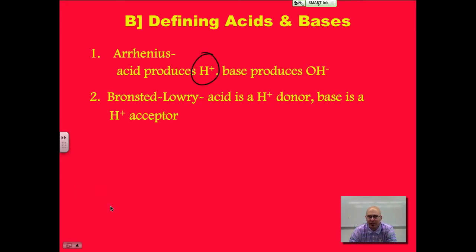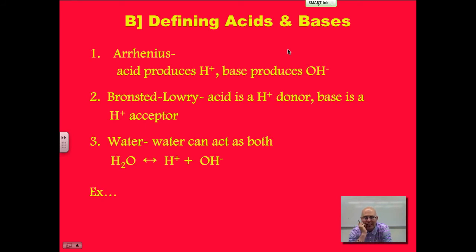Acids produce H+, it means they have to have an H+, and bases produce OH, it means they have an OH. Now the Bronsted-Lowry is a little bit better because it says that an acid is an H+ donor and a base is an H+ acceptor. There are some bases that don't have an OH, and since they don't have an OH, then it may not necessarily produce the OH. So the Bronsted-Lowry is a little bit better where it says it's just an acceptor of an H+ ion.